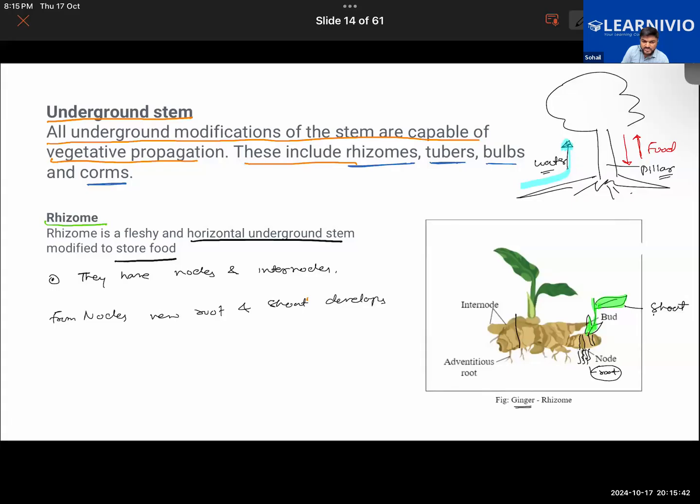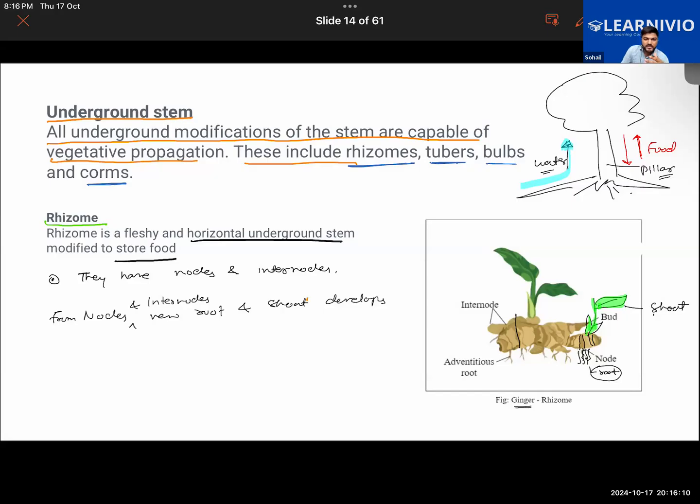Haven't we learned about the nodes? Yeah. And isn't it written here, Fatima? Yes, nodes and internodes, and from nodes, new shoot and root develops. Let me just make a correction here. From nodes and internodes, new shoot and root develops. Internode is basically the gap between the two nodes.